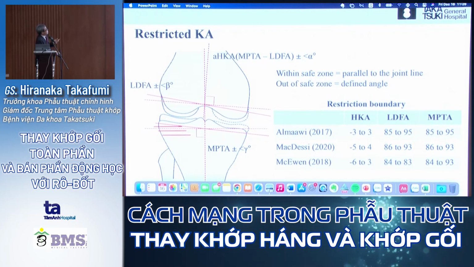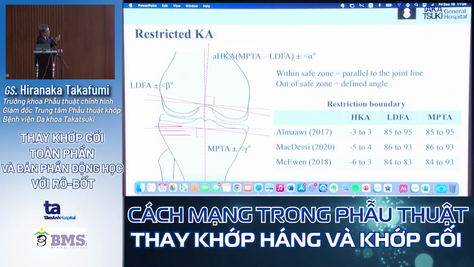But if we worry about the alignment outlier, restricted kinematic alignment can be used. In this approach, the kinematic alignment cut is made within the safe range. Otherwise, the cut defines the angle. But this restriction boundary is different among the authors, roughly plus or minus 3 or 5 degrees. But there is no evidence to define these boundaries.